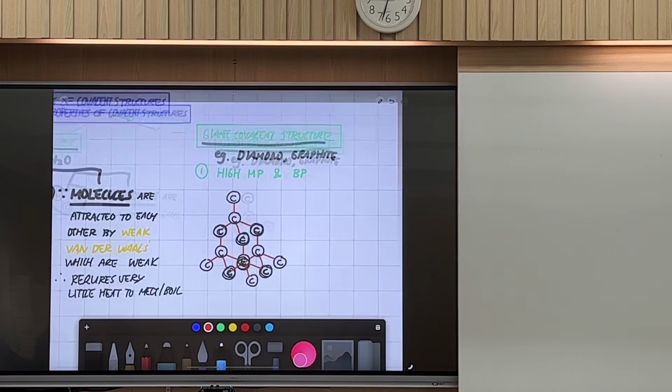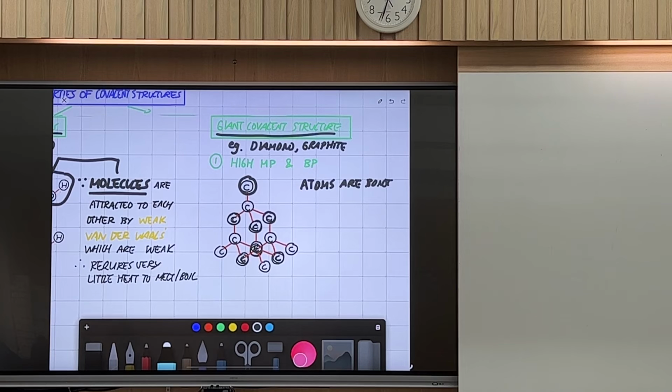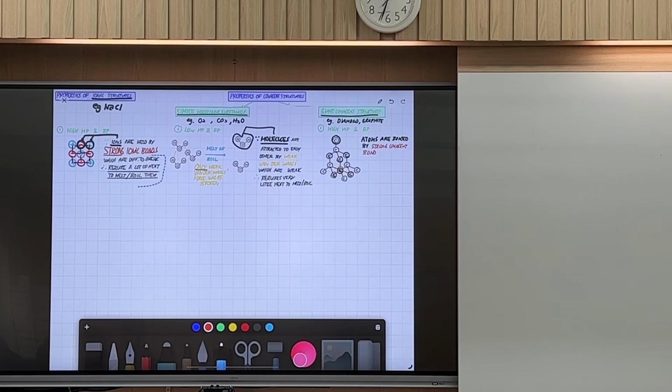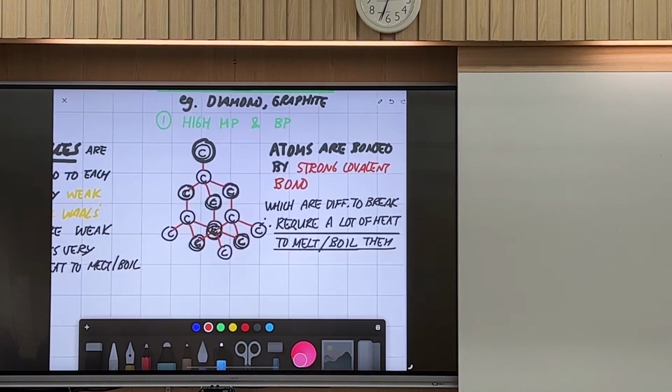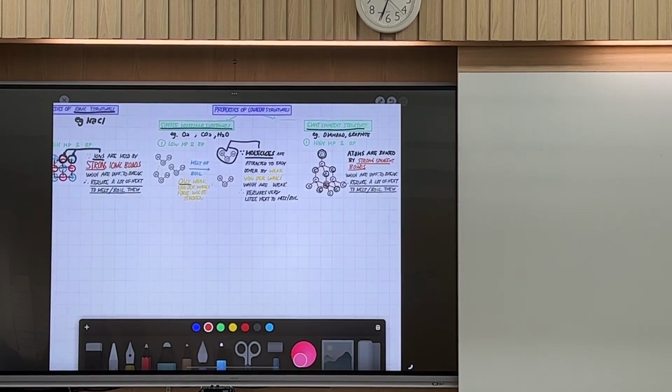So in diamond, only strong covalent bonds are present. So now we write the subject here is atoms. So atoms are bonded by strong covalent bonds. And because these are strong, they are not so easily broken. This explains why, just like with ionic bonded structure, I'm lazy, I'll just copy this, but you cannot be lazy, you have to write it, okay? So write down which are difficult to break. So strong covalent bonds, which are difficult to break. So it requires a lot of heat to melt or boil them, resulting in them having high melting point.